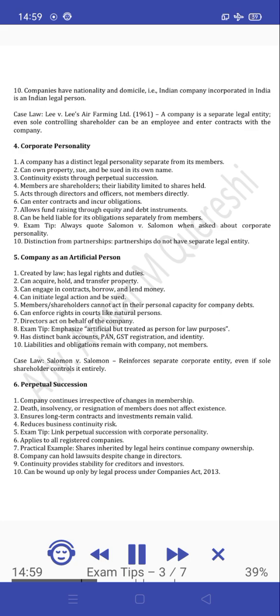7. Practical example. Shares inherited by legal heirs continue company ownership. 8. Company can hold lawsuits despite change in directors. 9. Continuity provides stability for creditors and investors. 10. Can be wound up only by legal process under Companies Act, 2013.